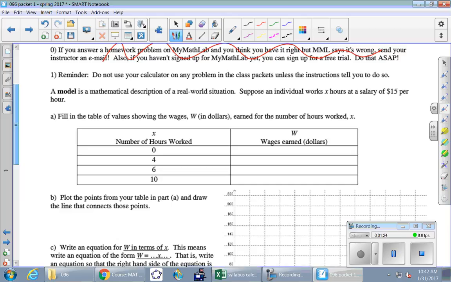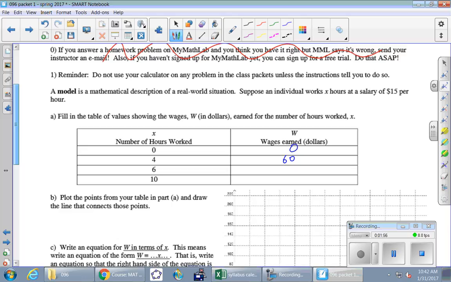And so you can see the first column here is X, which is number of hours worked. Might work 0 hours or 4 hours or 6 hours or 10. And then W over here is the wages earned in dollars. So if you work 0 hours, how many dollars do you earn? 0. Sad but true. If you work 4 hours, how do we calculate our overall wage? 4 times the $15, right? Okay, so 4 times 15, that's 60.